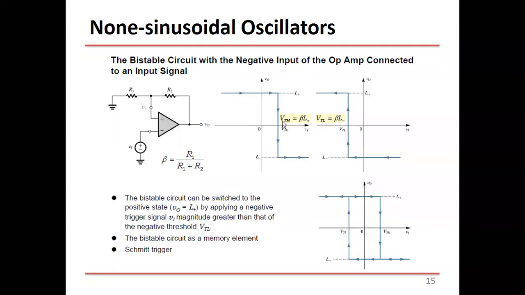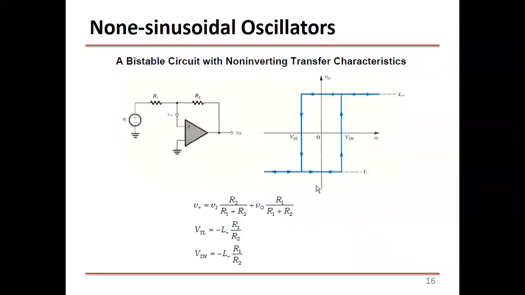Here the values of the high and low thresholds are beta times L plus and beta times L minus. And how much is beta? It is R1 over R1 plus R2. Here it's the same thing, but flipped. You just flip the curve vertically like this.